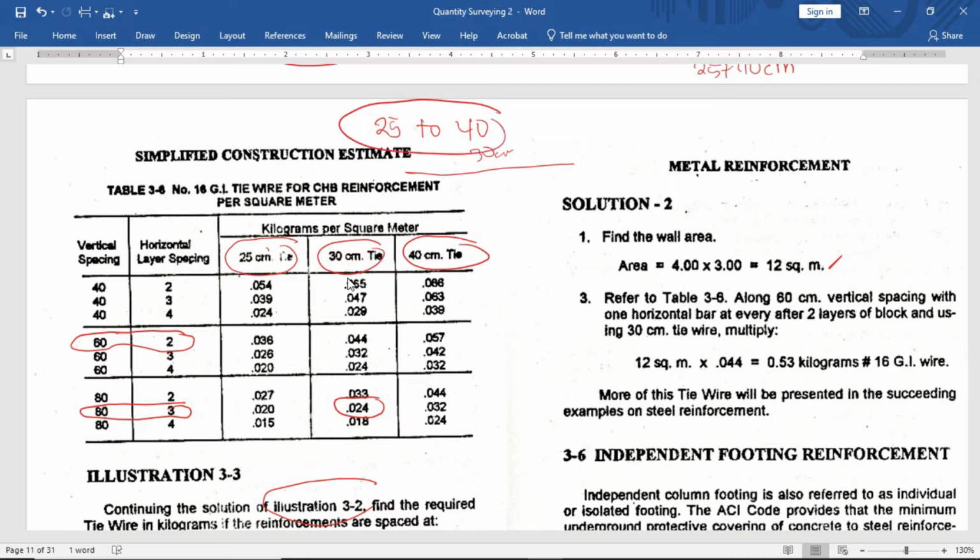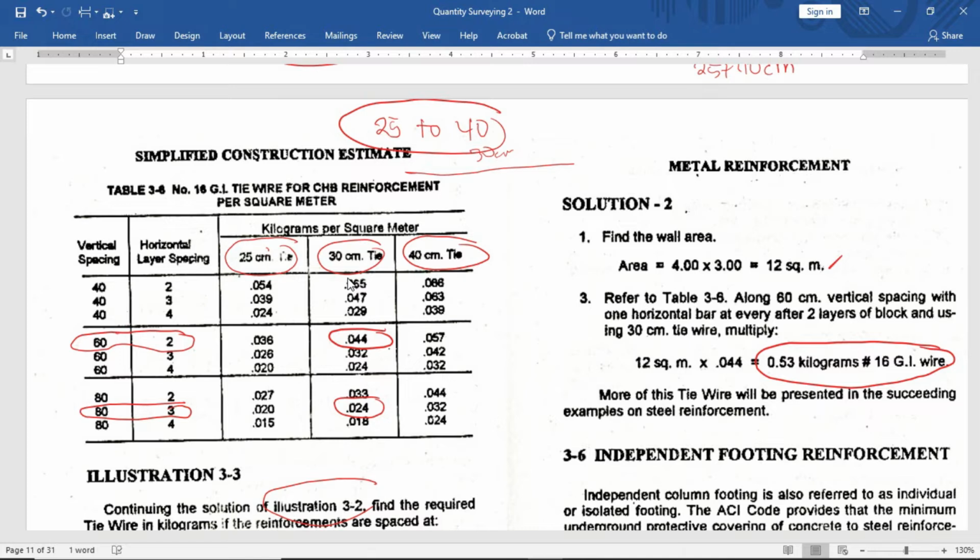Ito lang range naman yan, 25 to 40. So ito yung table natin. So since 25, 30, 40 lang yung pagpipilian, dito lang tayo magpipili sa tatlo. So 30 yung pipiliin natin. So ito yung multiplier natin, 0.044. So 12 square meters times 0.044 is 0.53 kilograms of number 16 GI wire. So wala, kalahating kilong tying wire lang yung gagamitin natin para doon sa wall natin.